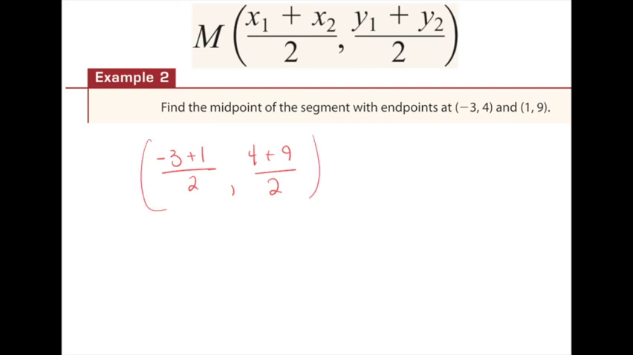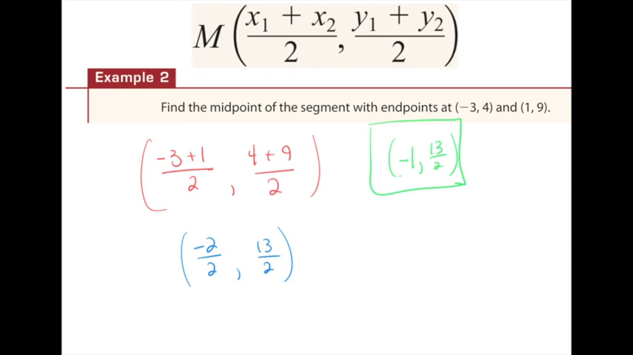And then I just calculate it. -3 plus 1 is -2 over 2. 4 plus 9 is 13 over 2. If you can simplify it, simplify it. -2 over 2 is -1. 13 over 2 cannot simplify. You are welcome to leave it as an improper fraction. Just make sure you reduce it if you can. This would be your answer: -1, 13 halves.